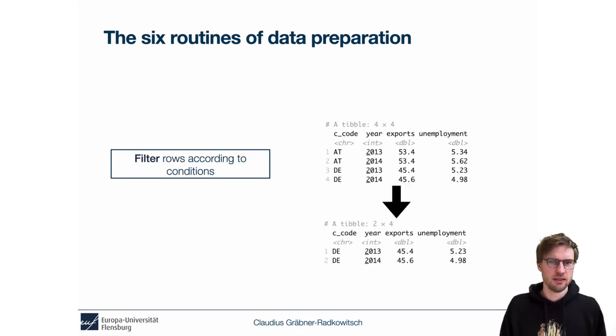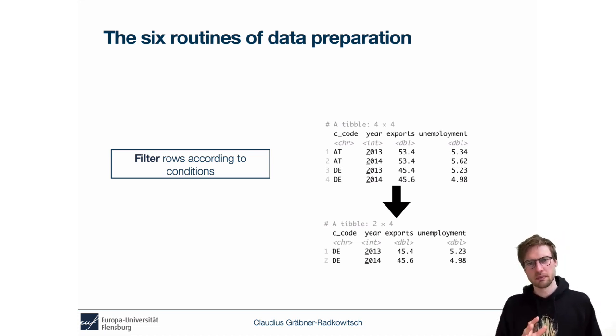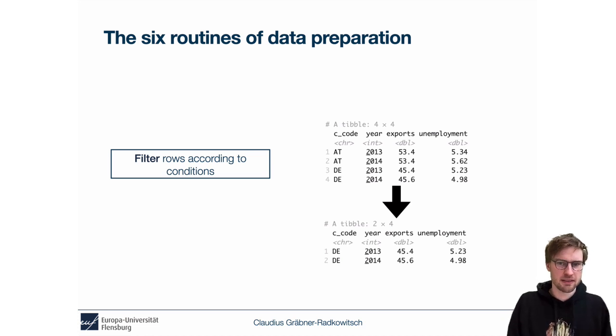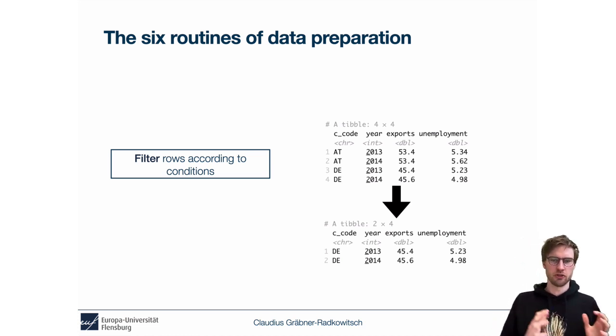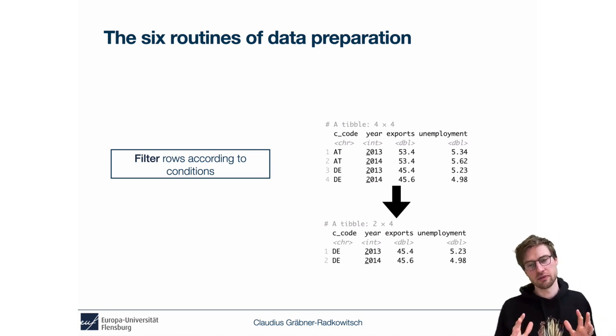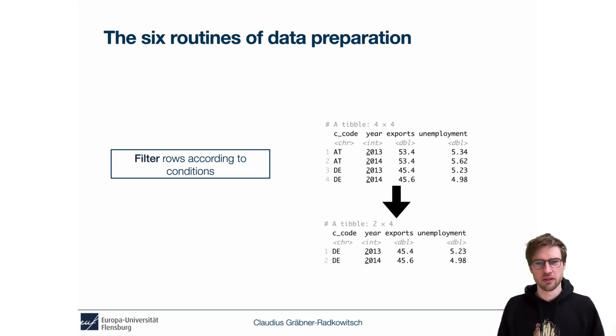The second routine that you use in data preparation, and here we are not talking about reshaping anymore, but about what I meant by manipulating data. So the second routine is filtering rows according to conditions. So think about, you have a data set that contains information about Germany and Austria, but you're actually only interested in information about Germany, so you want to filter out all the information about Austria. So in this case here, you need to filter out the first two rows of the upper data set to reach your goal, to get a data set where only information about Germany is included.